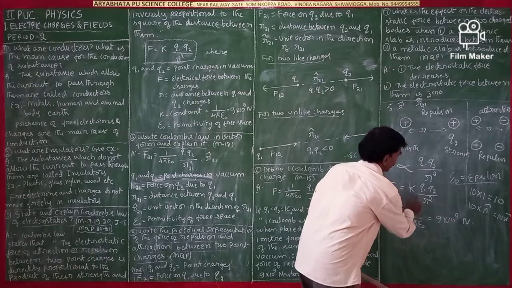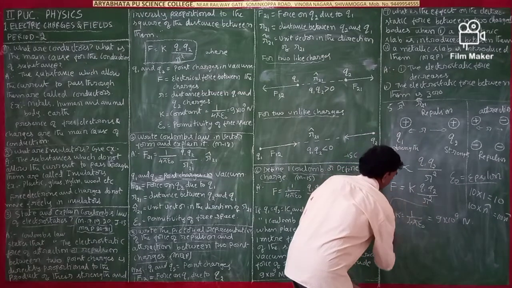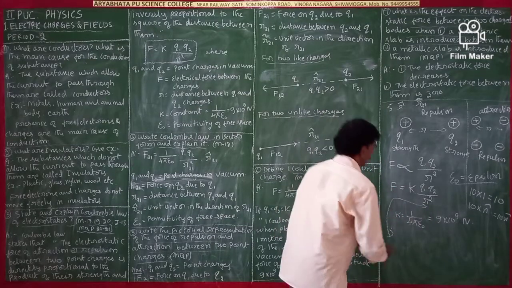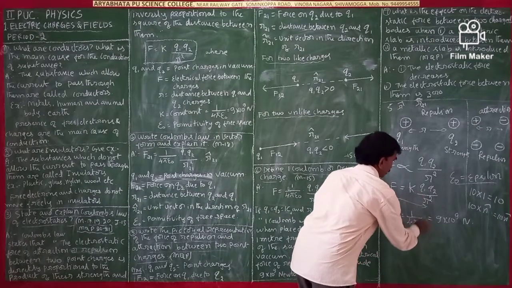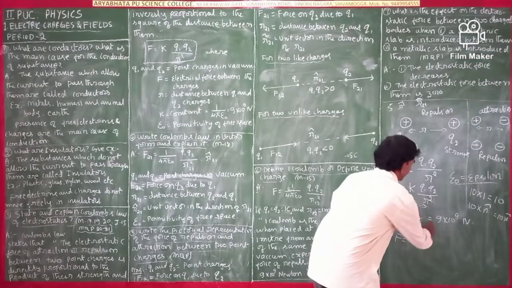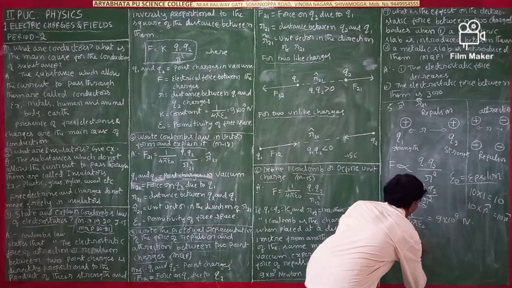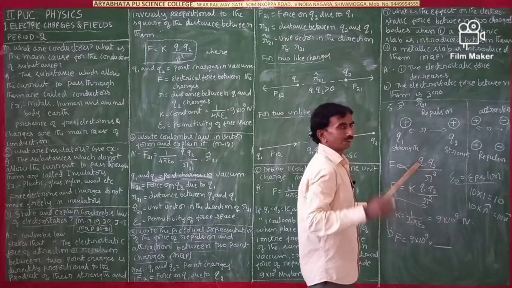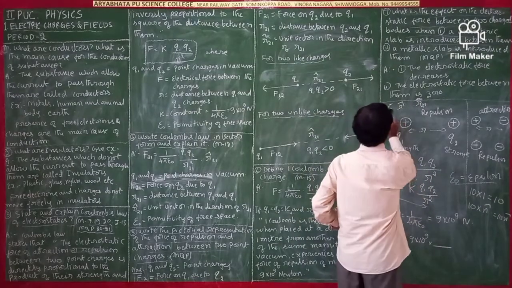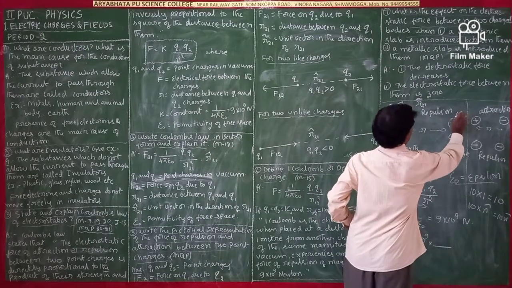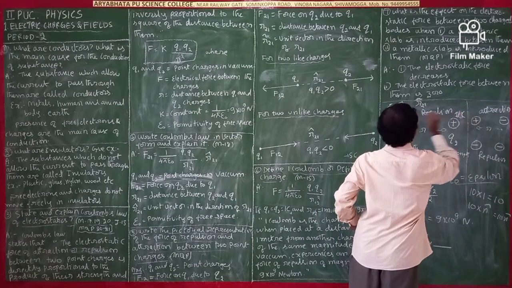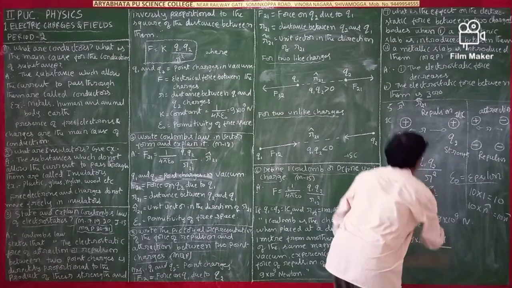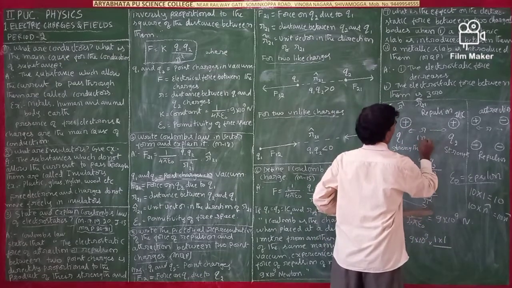You see, F is equal to Q1 Q2 by R square. If F is equal to K, then K is 9 into 10 to the power of 9 Newton. Put in the value of K, 9 into 10 to the power of 9, into Q1 Q2. Q1 means unit charge, only one charge, 1 Coulomb of charge. You put 1 Coulomb into 1 Coulomb, divided by the distance between them, R, which is 1 meter. Unit: meter.